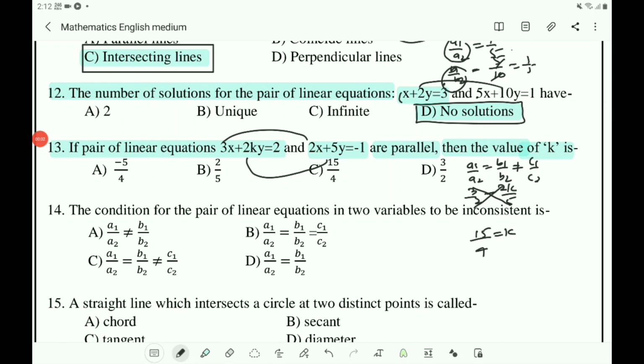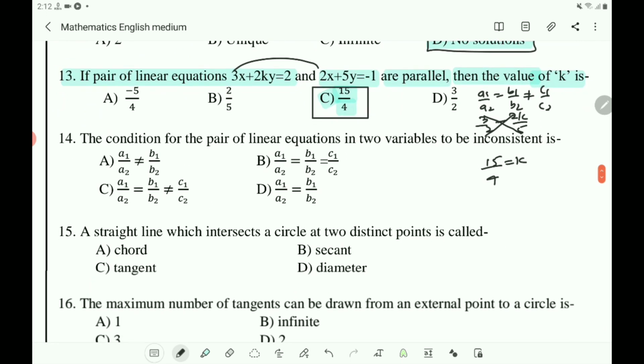Then what is the answer? K equals 15 by 4. That is option C, 15 by 4. Option C is the answer. Note down option C, 15 by 4. K equals 15 by 4. Then you take the 14th question.